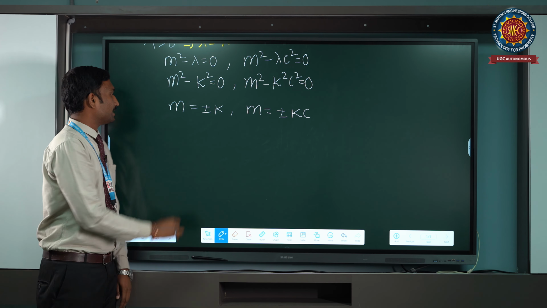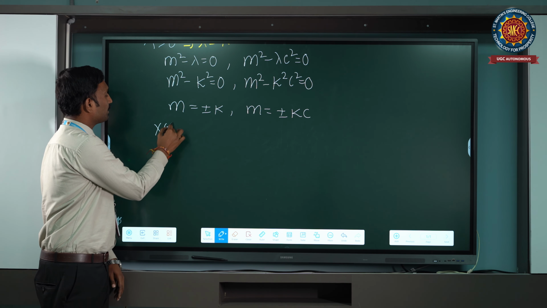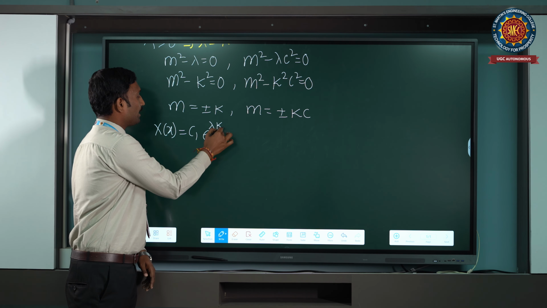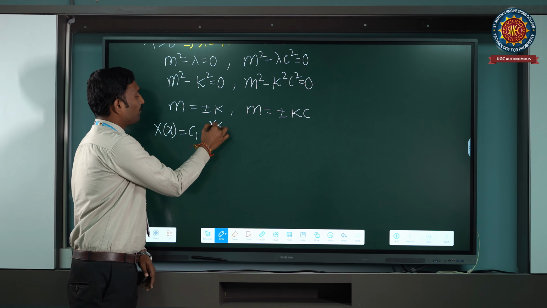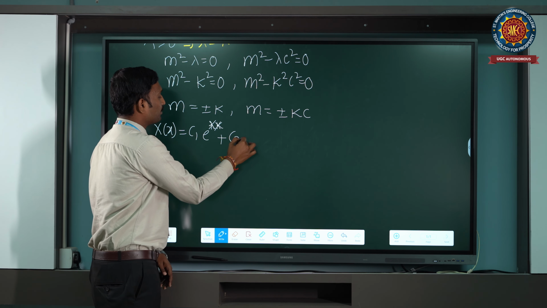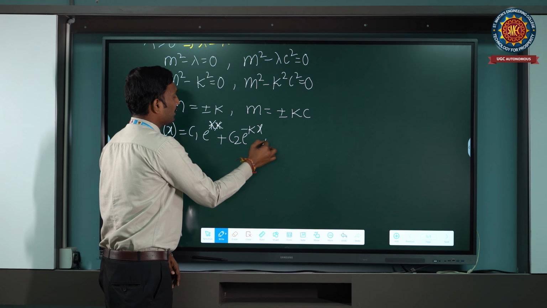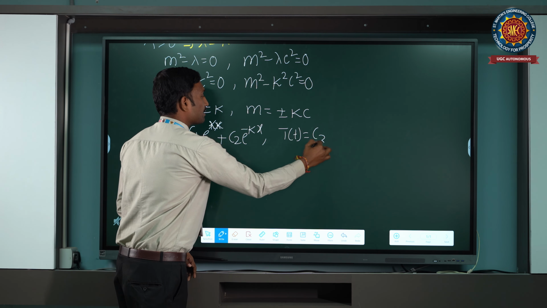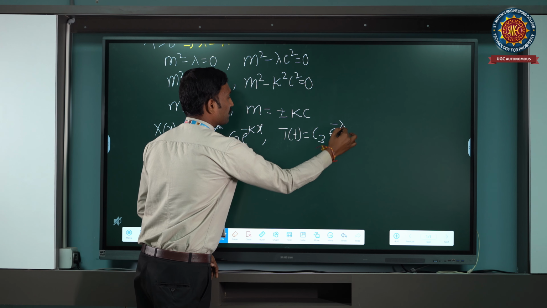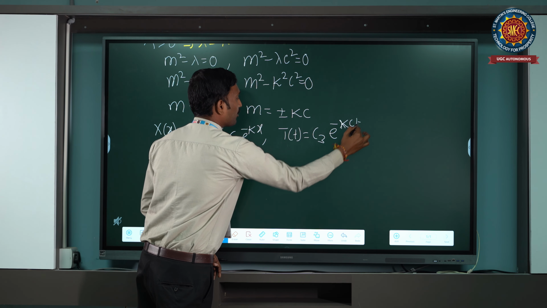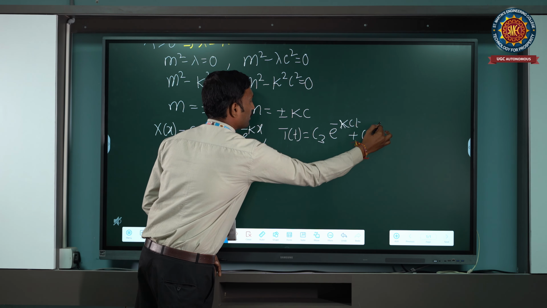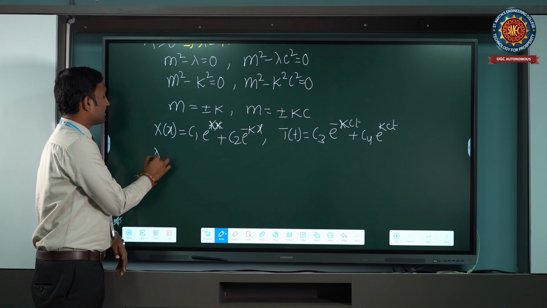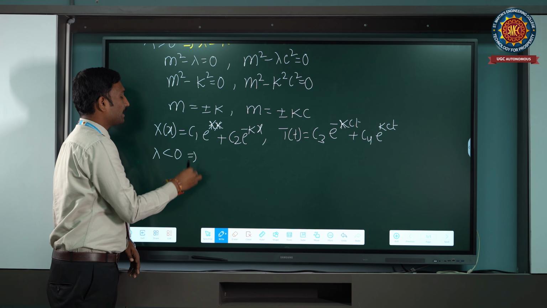We can write the solution of this equation in the form of X(x) equals c1 e power kx plus c2 e power minus kx. Here we can write the solution for T(t) equals c3 e power minus kct plus c4 e power kct.